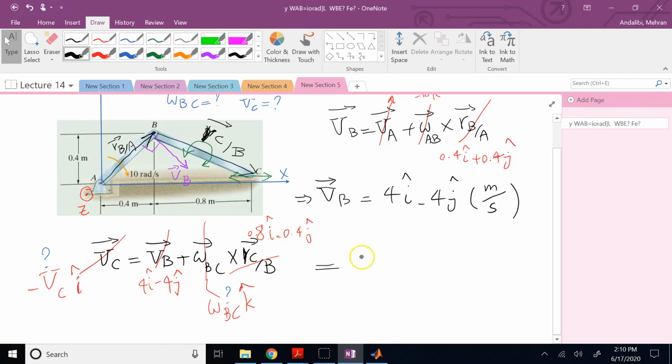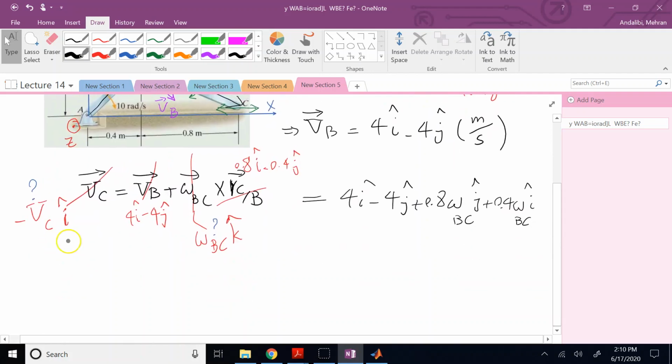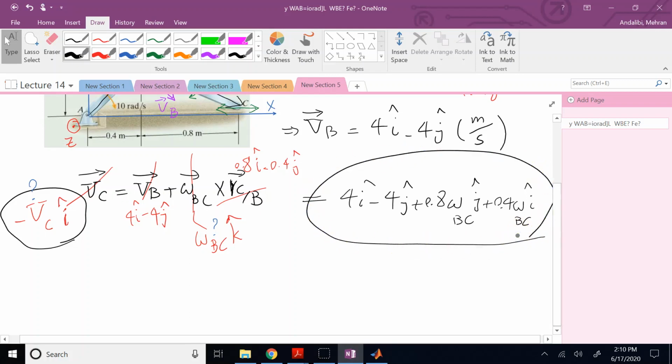So first thing, let's do this. I simplify this for you, so it's going to be 4i minus 4j, this first one, and now I carry the cross product, so it's going to be k cross i, which is j, so it is going to be 0.8 omega BC j, and then this is minus k cross j, which is negative i with negative, positive i, so you're going to get 0.4 omega BC i.